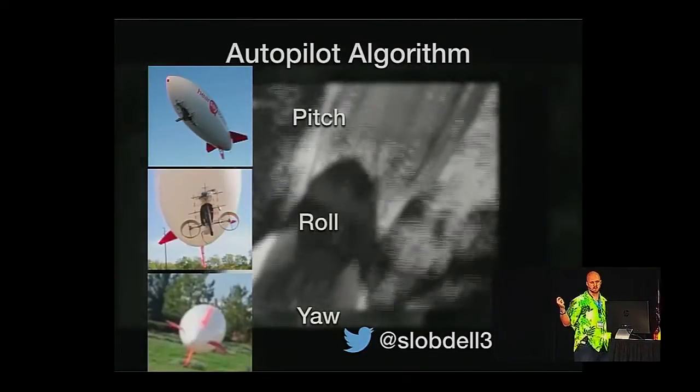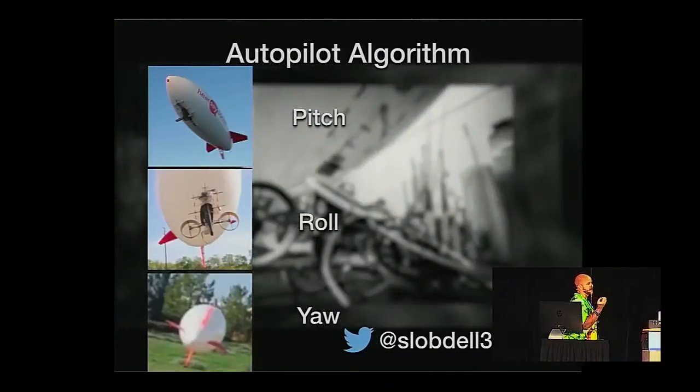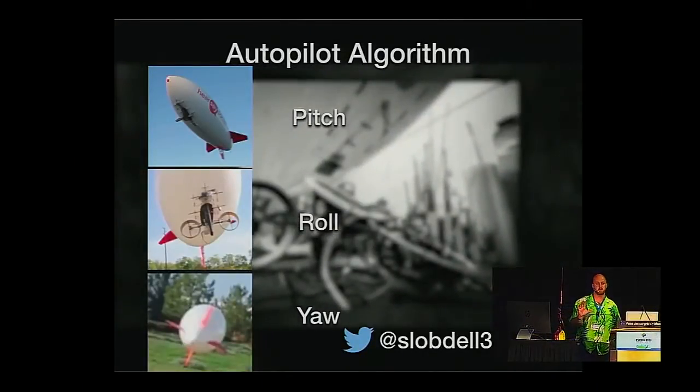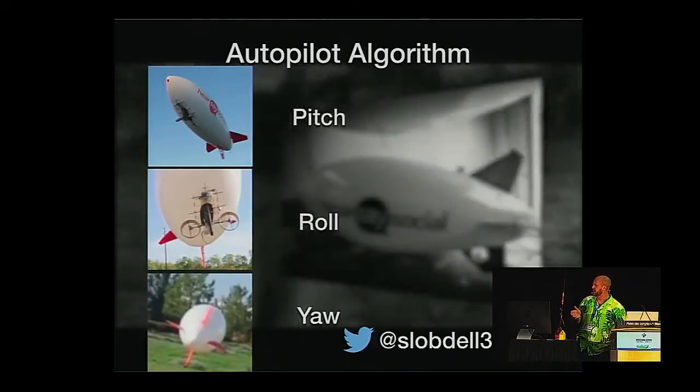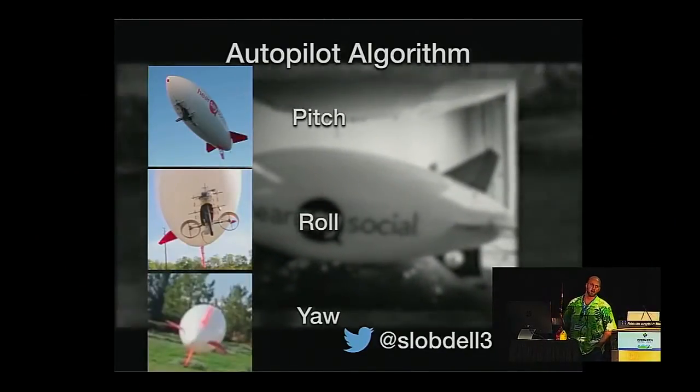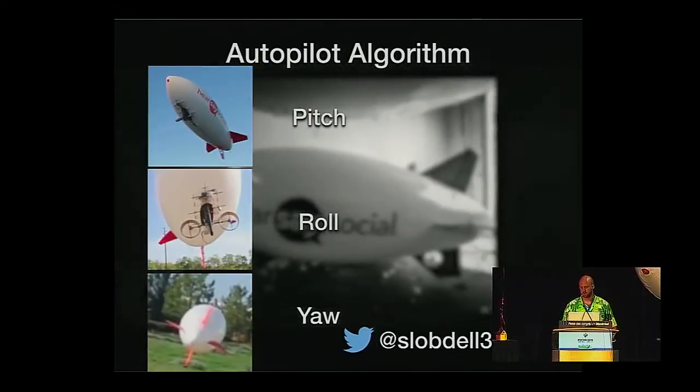As far as roll goes, a blimp has a very heavy center of gravity, so it's going to naturally roll to your normal position. So you really only need to worry about pitch and yaw. Then of course with yaw you can just control the tail rudder and then you can go left or right.